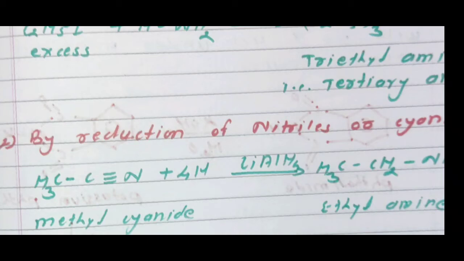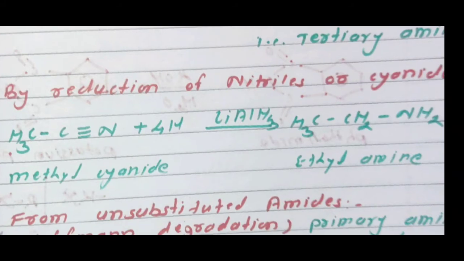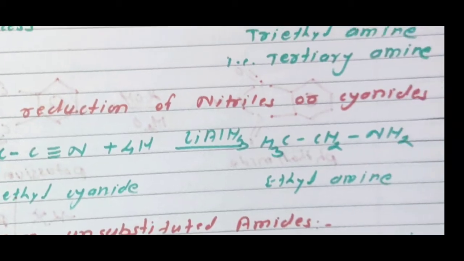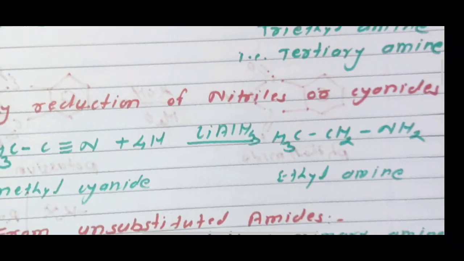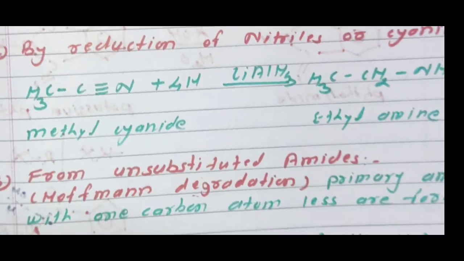Methyl cyanide undergoes reduction in the presence of lithium aluminum hydride, forming ethylamine. Here, out of the 4 hydrogen atoms, 2 hydrogen atoms attach to the carbon atom, converting it to CH2, and the remaining 2 hydrogen atoms attach to the nitrogen, converting it to NH2. Therefore the cyanide undergoes reduction in the presence of lithium aluminum hydride, forming ethylamine. This is the second method of preparation of amine, that is reduction of nitriles or cyanides, forming ethylamine. Ethylamine is a primary amine.